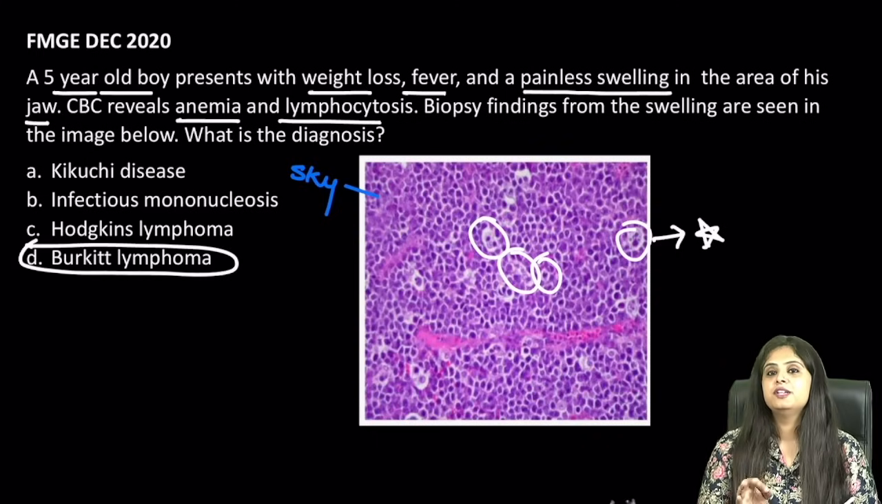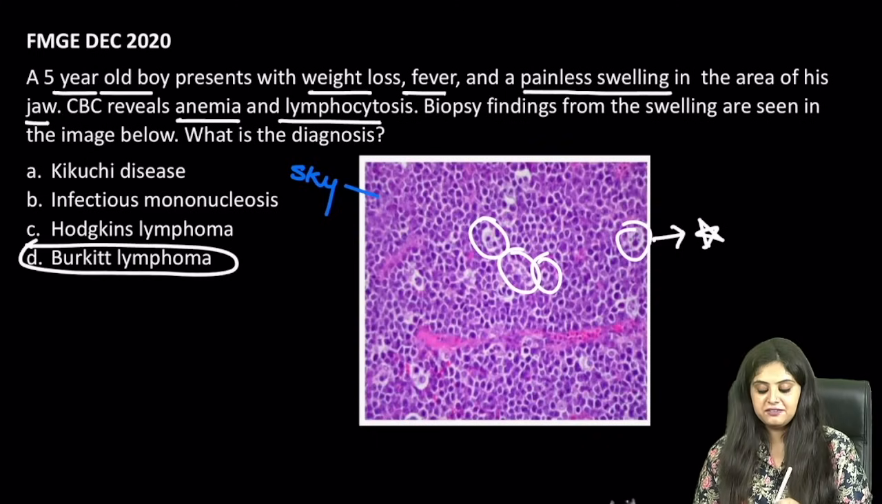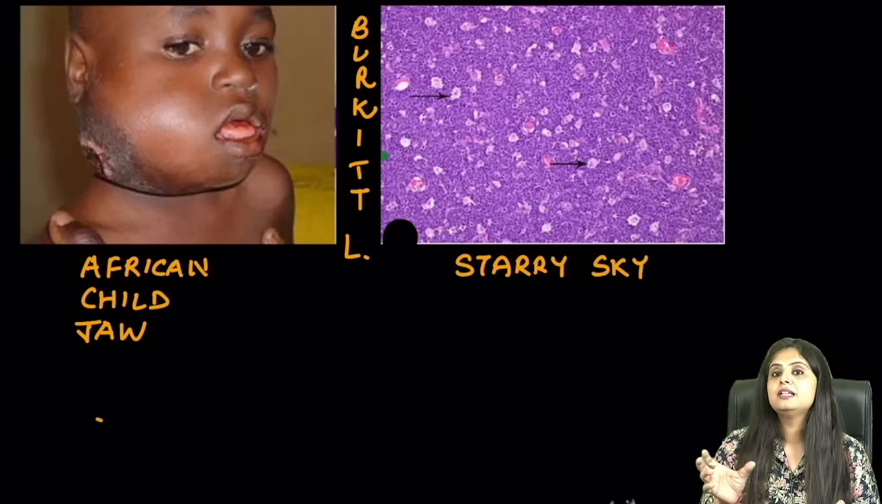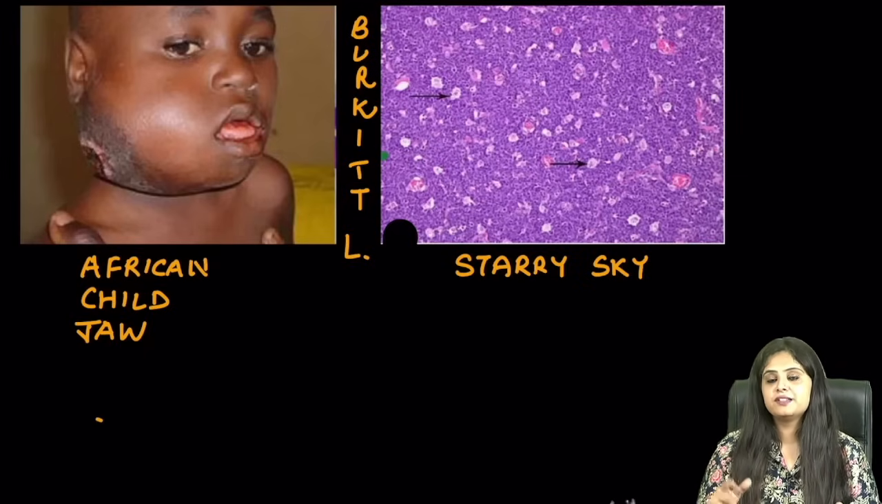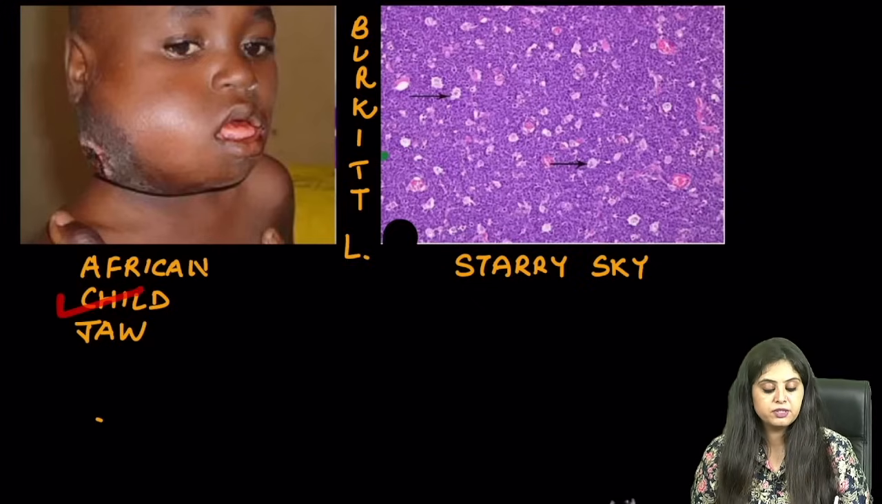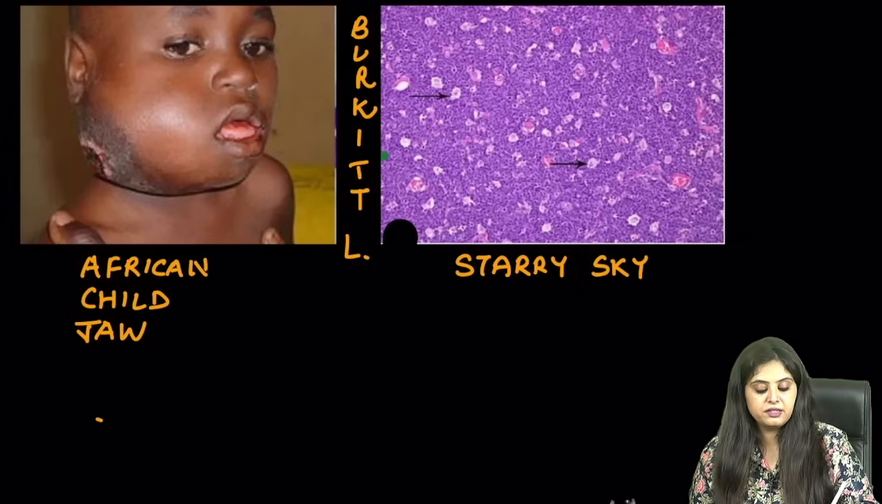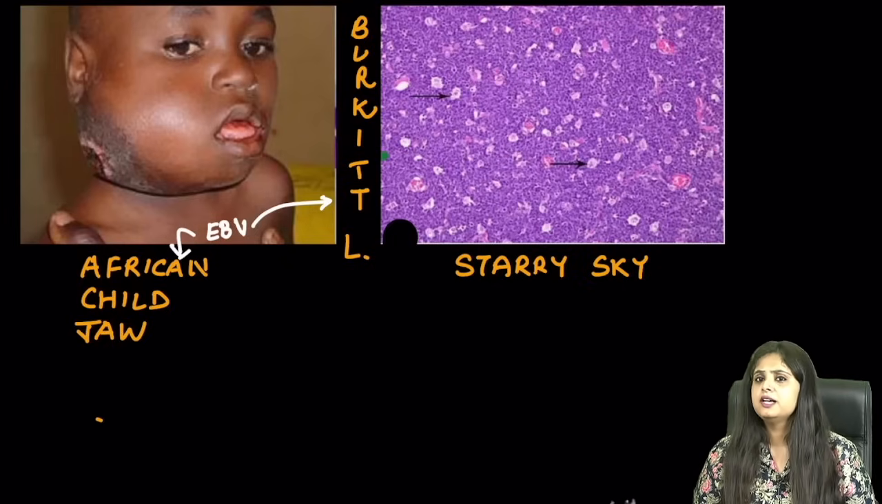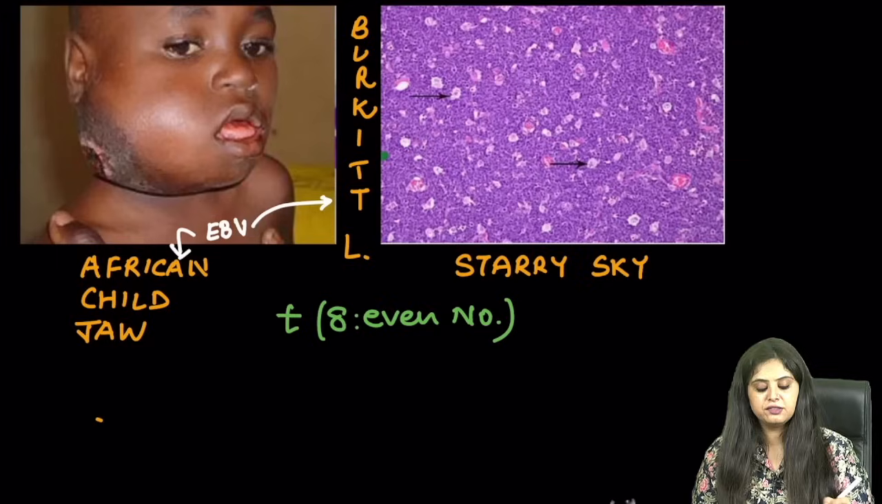What was missing over here was that African child. If this photo would have come, then you would not have been reading the question. So they started omitting the word Africa nowadays because that has become such an important buzzword, so they hide that information. Usually it comes as a child with a jaw swelling and starry sky appearance. Africa holds the significance that it is associated with EBV, and EBV is endemic in Africa, and that causes Burkitt's lymphoma. The other way of having Burkitt's lymphoma is translocation.